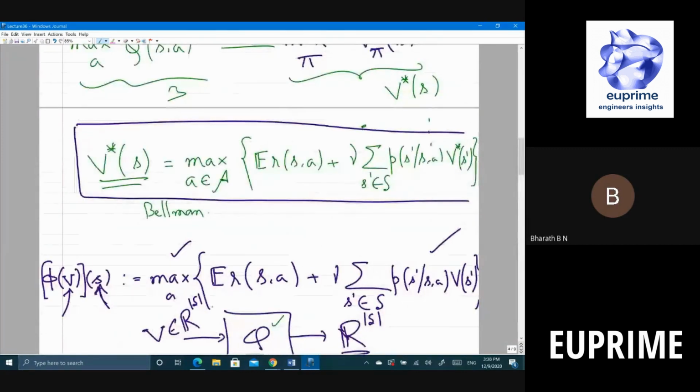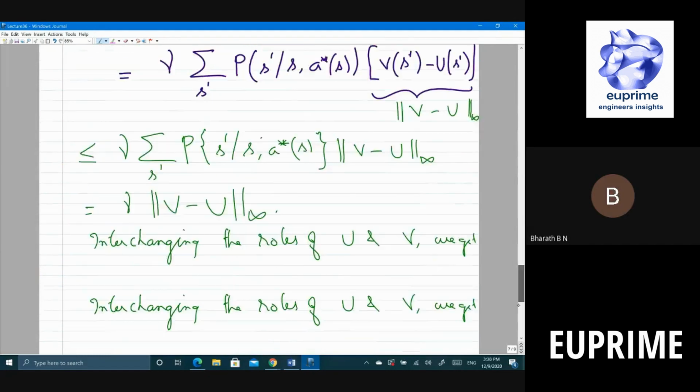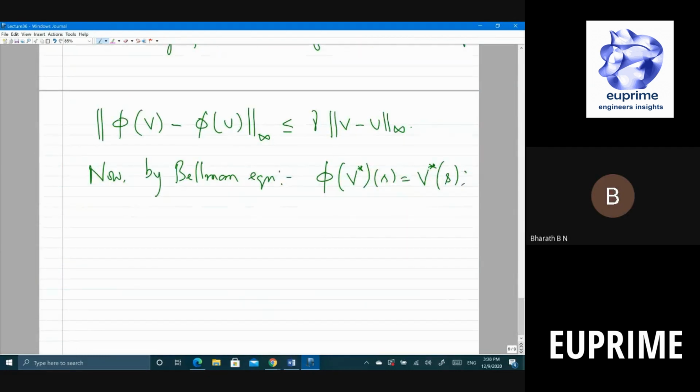Yeah, v star is equal to max over all this. This is nothing but phi of v star of s, right? So the mapping phi will map v star to v star. So it's a fixed point. So v star is a fixed point of phi. Okay. So now we have shown that the function is a contraction, and v star is the fixed point.